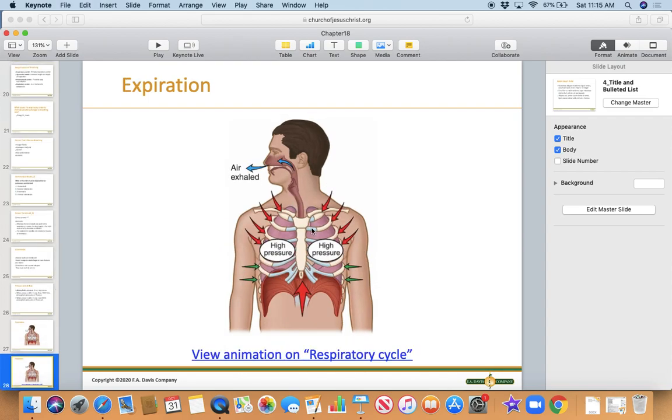When we want to breathe out, we relax the diaphragm and we relax these muscles. Now the volume of the thoracic cavity decreases. That means the volume of the lungs decreases, and that makes the pressure increase. And when the pressure in the lungs is higher than the atmospheric pressure, air is going to go out. So that's how we breathe in and out.